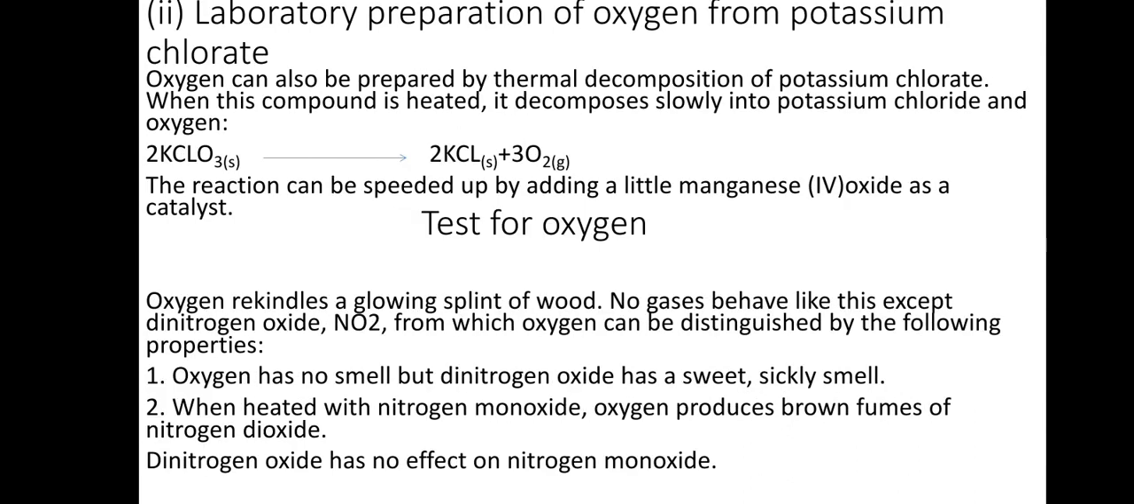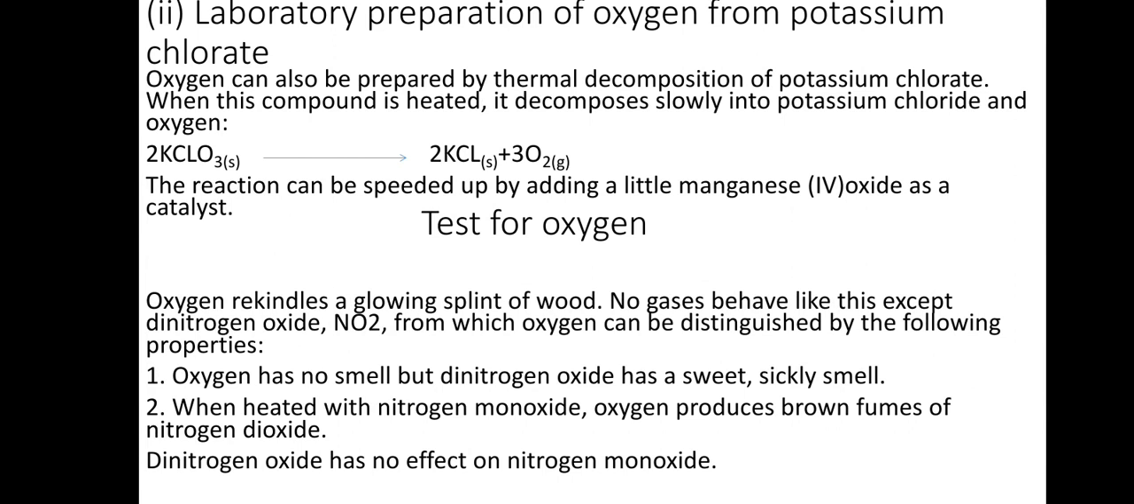Moving on, let's see the laboratory preparation of oxygen from potassium chlorate. Oxygen can also be prepared by the thermal decomposition of potassium chlorate. When this compound is heated, it decomposes slowly into potassium chloride and oxygen. As you can see in the reaction, potassium chlorate decomposes to potassium chloride and oxygen. The reaction can be sped up by adding a little manganese IV oxide as a catalyst.